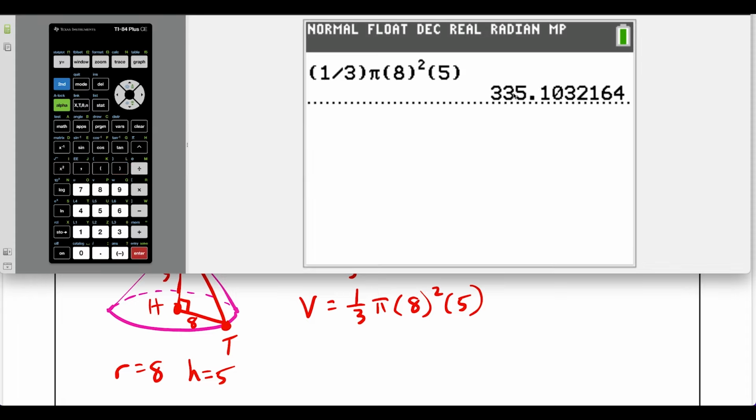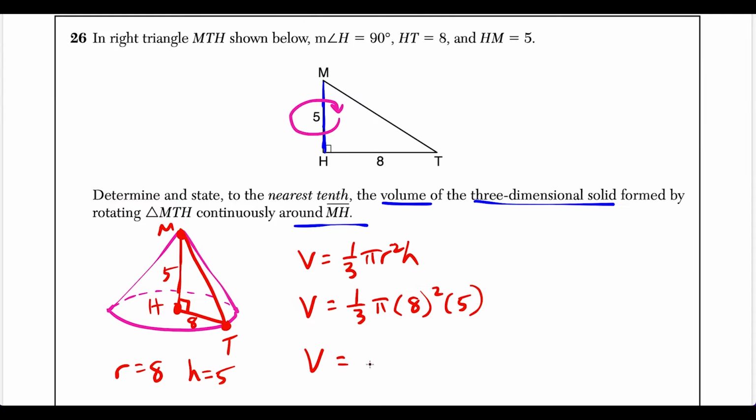So to the nearest tenth, this is going to be 335.1, because to the right of a 1 is a 0, so we round down to 335.1. So our solution here is the volume is equal to 335.1 cubic units. So here's our solution to 26.